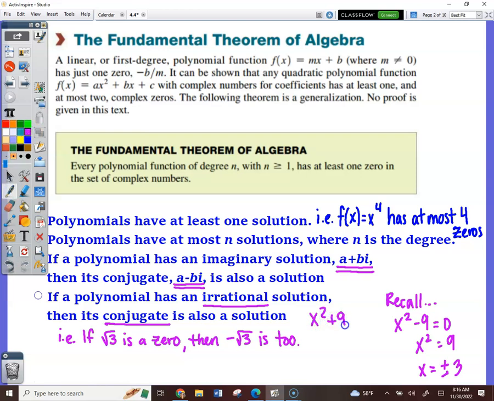Let me change it to this. Now you'll see. Alright, so what if it was this? You would subtract 9, take the square root, right? What's the square root of negative 9? 3i, and it's positive or negative, right?